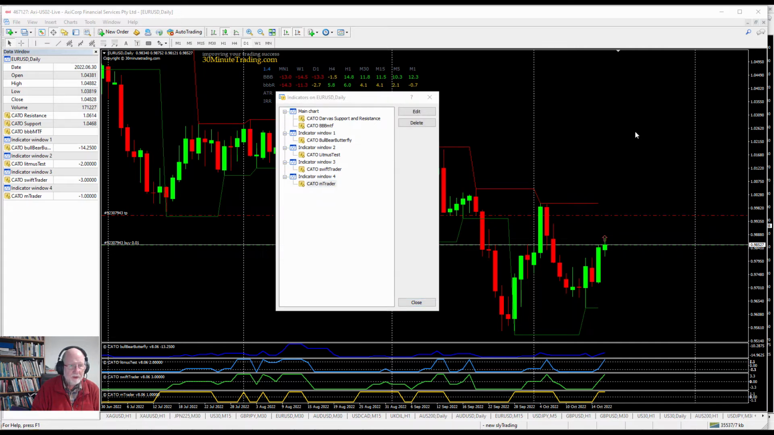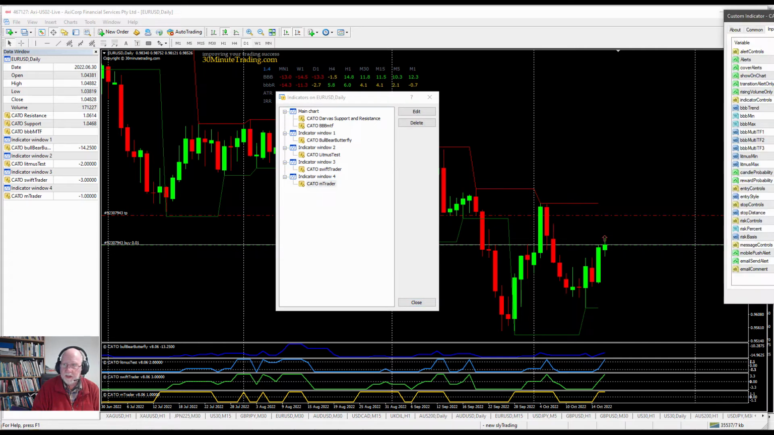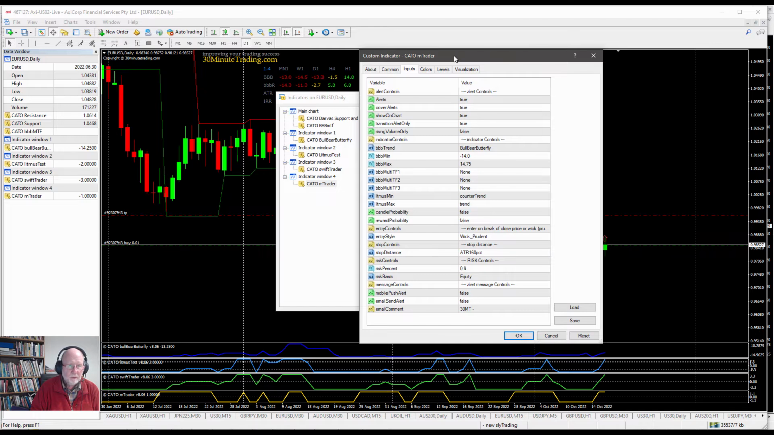However, we go to this one, and when we look at this, what we end up with is alerts are set to true, cover alerts were set to true, show on chart is set to true, transition set to true. Now we don't mind about the rising volume. I'm saying that it's minus 14 to 14.75. I'm not worrying about the multi-time frames at all. They're all set to none.